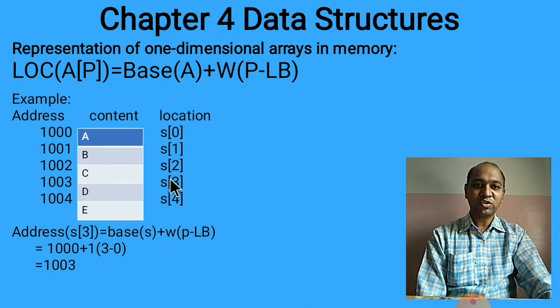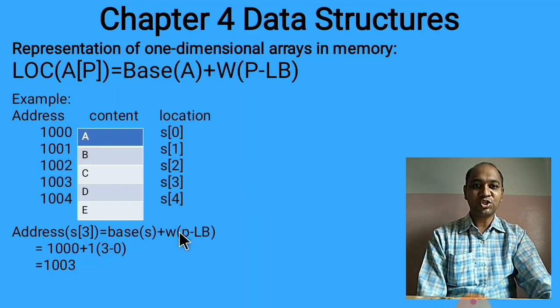So address of S of 3 means what? I want to calculate the address of this element D. So what we will write here is address of S of 3 is equal to base of S. That is, the base address is the address of the first element, which in this case is 1000, correct? Plus W. W here is 1, because character type of data will take 1 byte of memory.